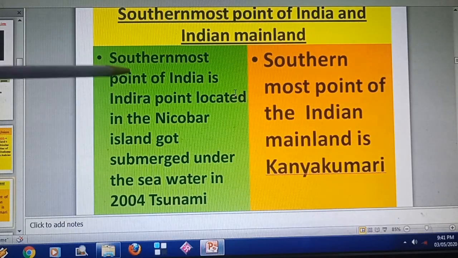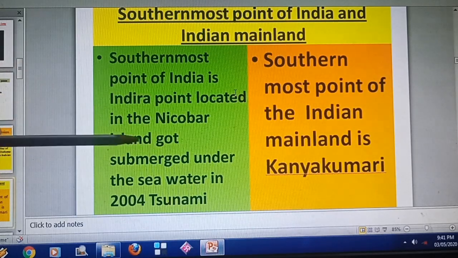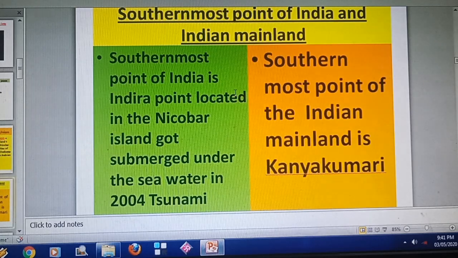Now, southernmost point of India is Indira Point, located in the Nicobar Island, which got submerged under the sea water in 2004 tsunami. इंडिया का जो सदर्न मोस्ट पॉइंट है वो इंदिरा पॉइंट है जो निकोबार आइलैंड में लोकेटेड है, whereas the southernmost point of the Indian mainland is Kanyakumari. Remember, southernmost point of India is Indira Point which is located in the Nicobar Island, and southernmost point of Indian mainland is Kanyakumari.